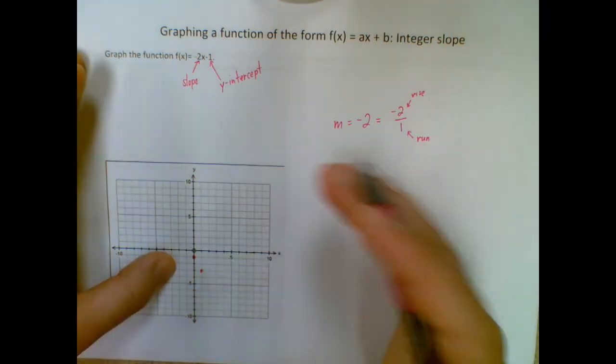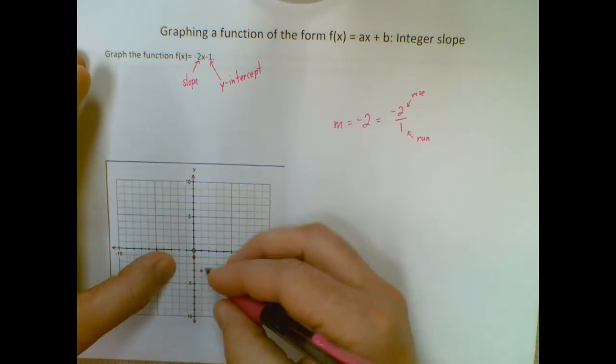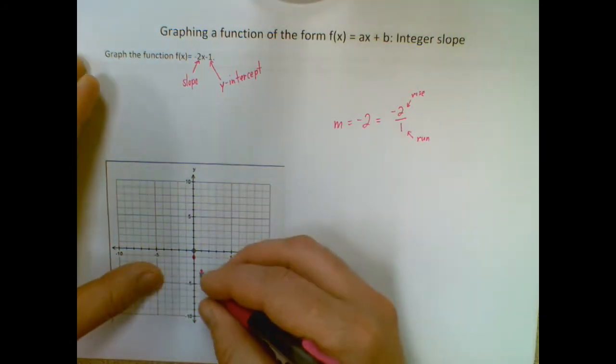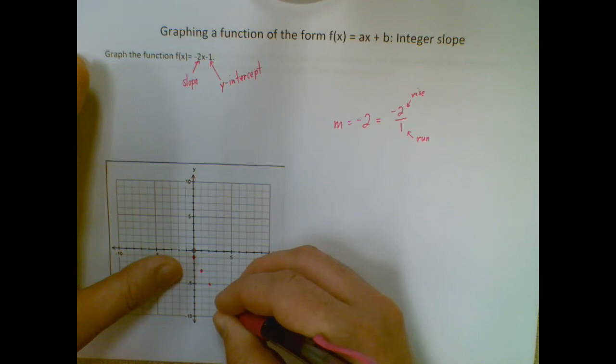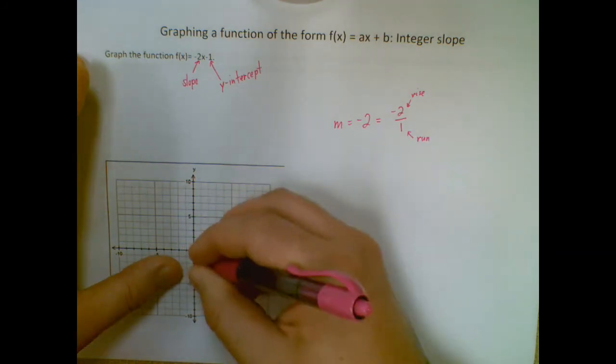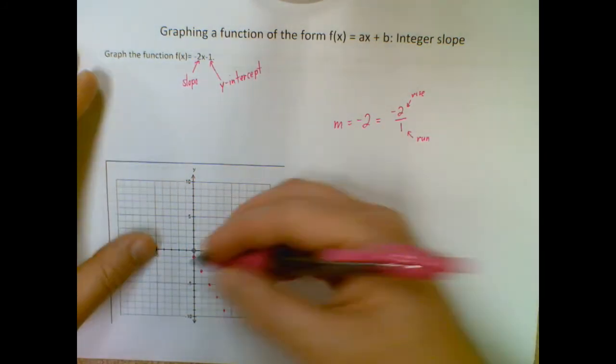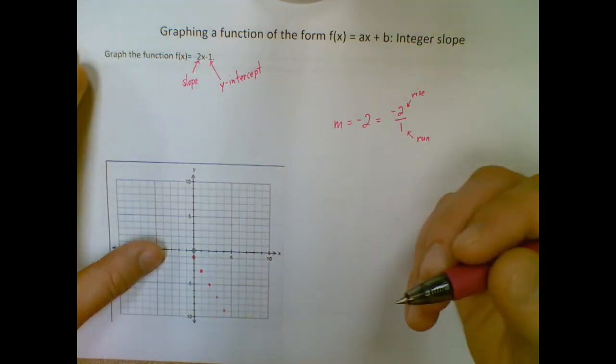Theoretically, you can do this once if you have a ruler to help you line up. I didn't bring mine today, so I'm going to do that again a few times. Keep going down 2, right 1, so I can make sure I graph this correctly, because the more points I have, the easier it is to line it up.